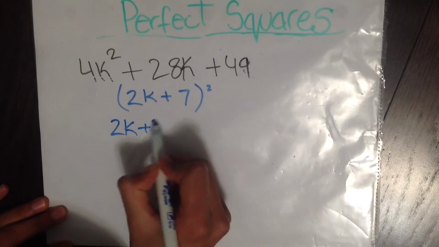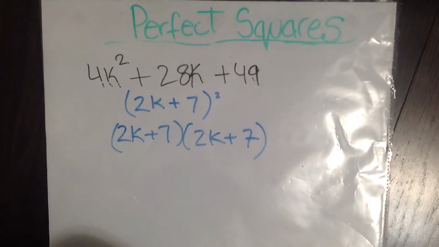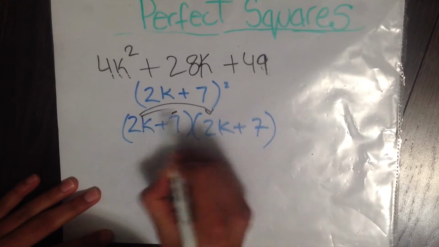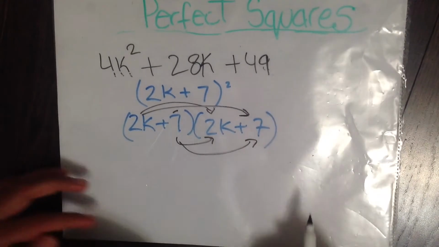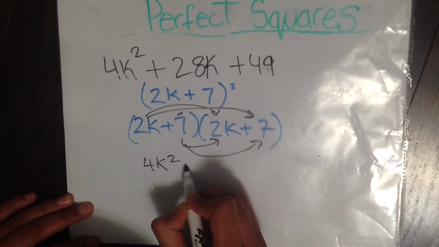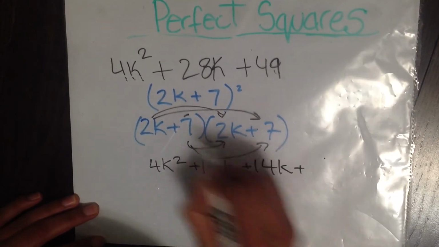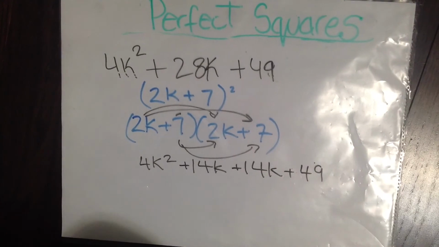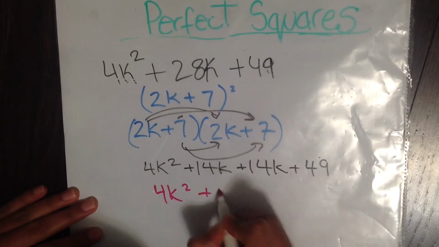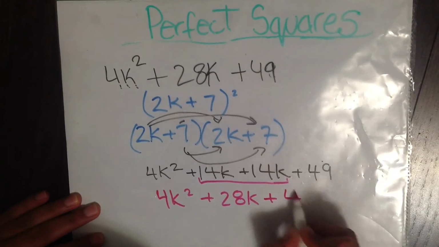Starting off, you can write 2k plus 7 in one bracket and 2k plus 7 in another bracket. This is the same expression as above. Now, you can expand, and to help you expand, you can use some arrows. 2k times 2k is 4k squared, 7 times 2k is 14k, and 7 times 2k is 14k, and then 7 times 7 is 49. Your final expression will be written as 4k squared plus 28k, because you're adding the 14k and 14k, plus 49. You now know you have the correct answer.